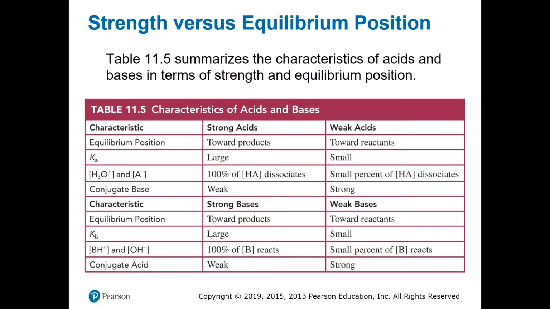This table just summarizes some of what we've just been talking about. So for example, strong acids fully dissociate, 100% of the acid dissociates in solution, which means their equilibrium lies totally towards the product side because they have a large Ka value. The conjugate base of a strong acid is going to be weak. The weak acid has an equilibrium that lies mostly towards the reactant side, towards the undissociated molecules. This is because Ka is small, indicating that only a small percentage of the acid dissociates. The conjugate base to a weak acid is going to be relatively strong.